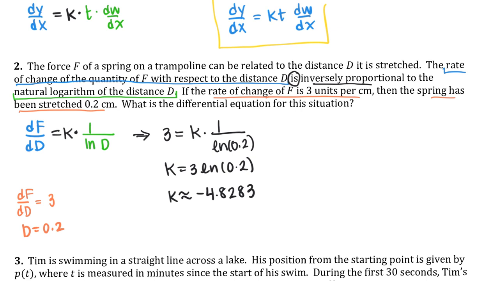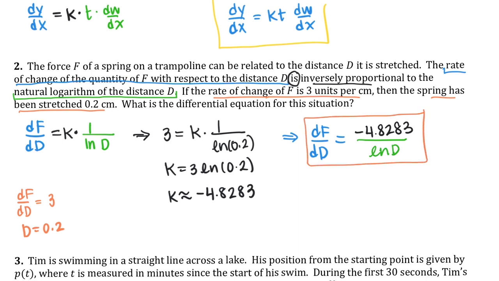Okay, now that I have the k value, I can go ahead and substitute this in for k here so I can get the particular differential equation. Okay, let's plug it in. So df/dd is going to equal k times 1 over ln d. So k times 1 is just going to be k. I'm going to put it in the numerator, over ln d. Okay, and then this is my differential equation. It's the equation of a derivative, and I solve for k whenever I possibly can. Okay, let's try one more.